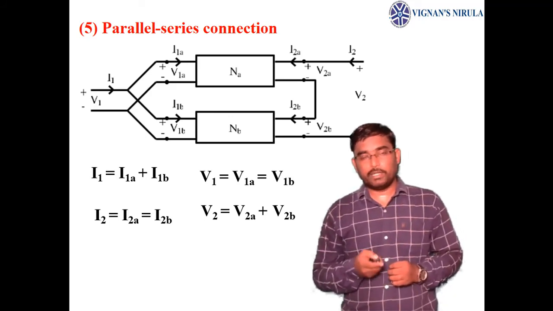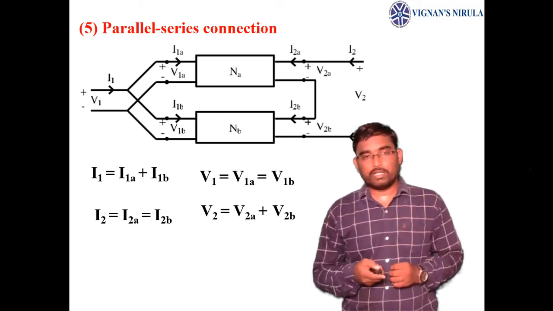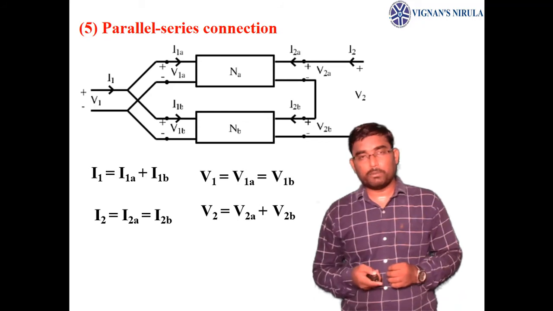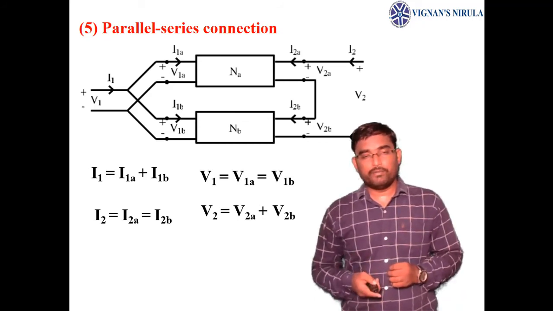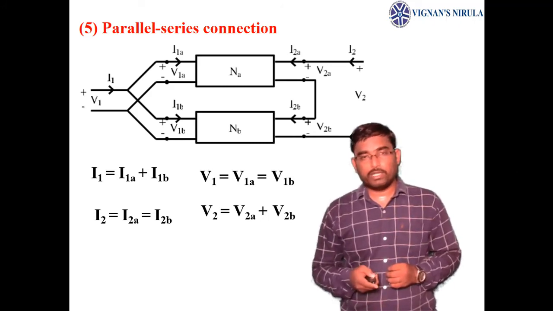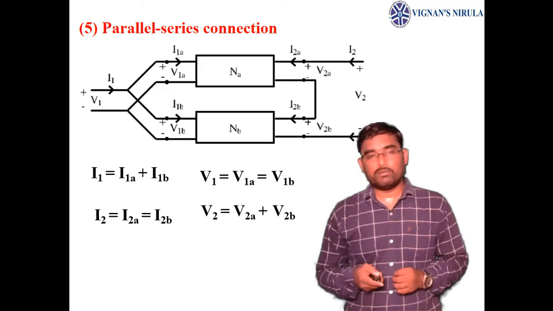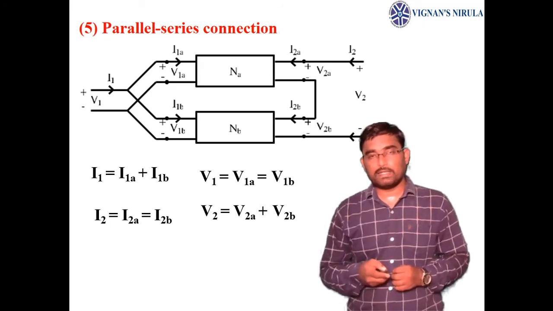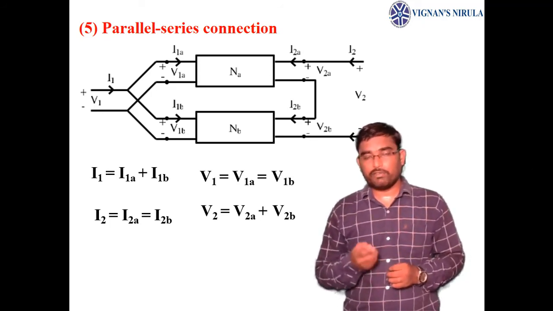See there, at port 1, I1 equals I1A plus I1B. By applying KCL at port 1, we can write that. And V1 equals V1A equals V1B. And at port 2, you can write I2 equals I2A equals I2B and V2 equals V2A plus V2B. These are the relations that can be written from the figure.